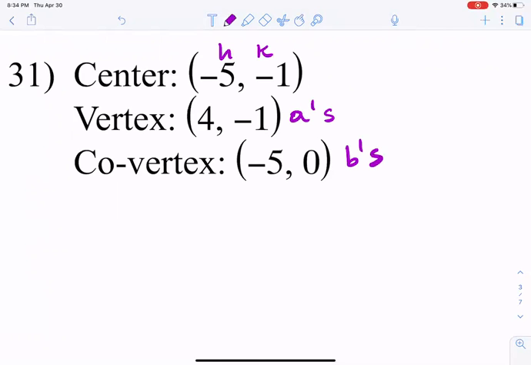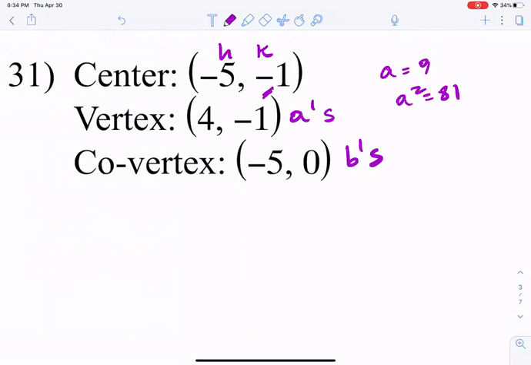So now if you're at the center, look at this. This is fixed, so this doesn't count. The distance from -5 from the center to one vertex is 9 units. So that means that A, because this is just one vertex, not the vertices. From -5 to 4, there are 9 units, right? So that implies that A squared is 81. Simple as that.